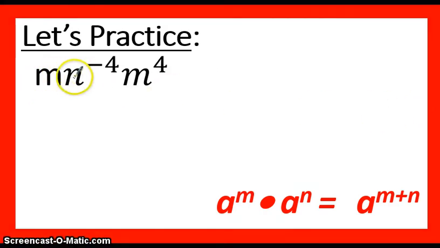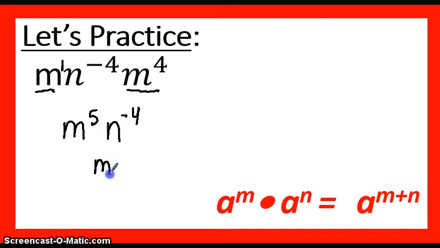M times n to the negative 4, m to the 4th. Remember, if you have a variable, it still has an exponent of 1. We can combine these two because they have the same base. So m to the 1st times m to the 4th makes m to the 5th. N to the negative 4.